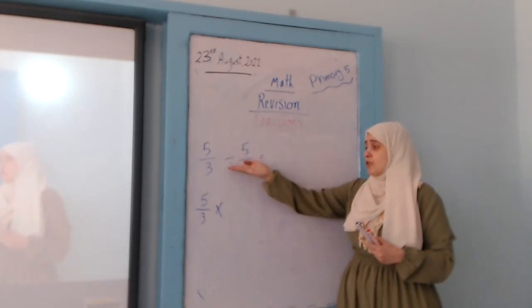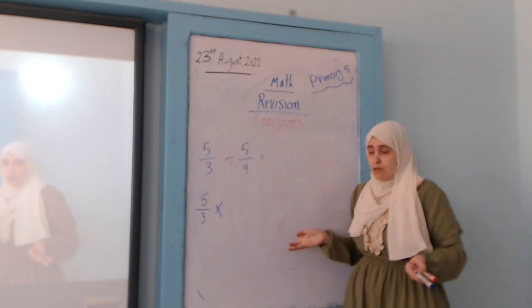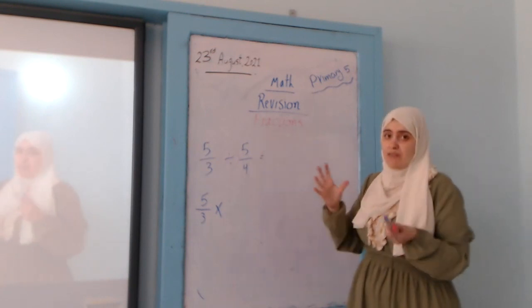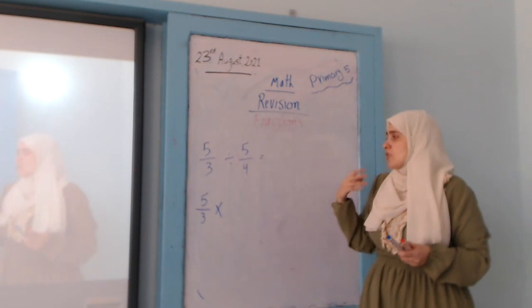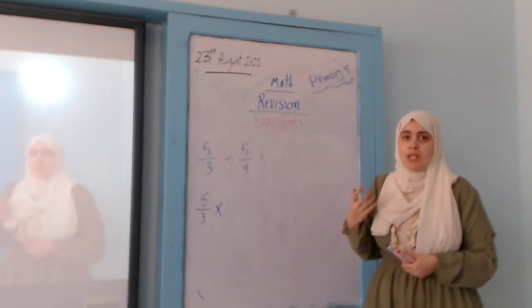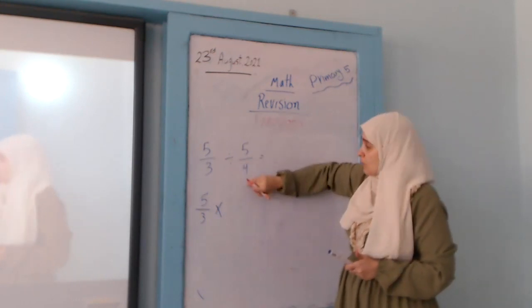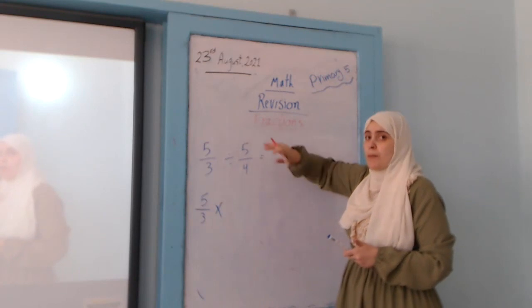I convert the division to multiplying and keep the other fraction? No. It must have some changes. What's the change we do? We will flip the other fraction. What's the meaning of flip? Flip means I put the numbers down, and the numbers up, down.